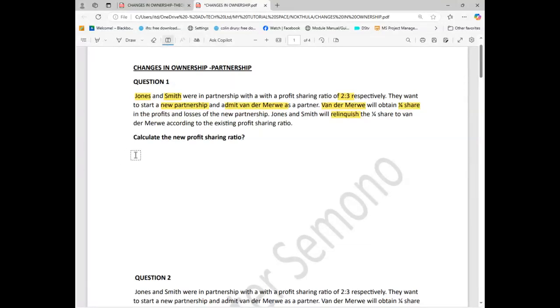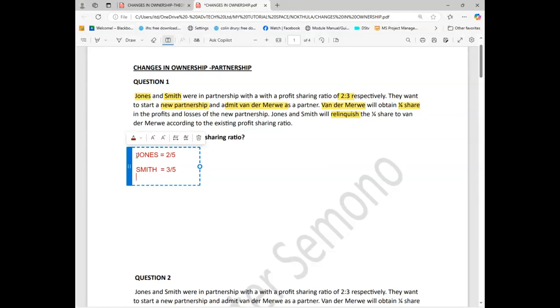So what we can do, we can say, okay, we've got existing members. We've got Jones. What is the share for Jones on top there? It's 2. Do you agree with me if I say share for Jones is going to be 2 divided by 5? It's 5 altogether, the total. And what is the current share for Smith? It's 3/5. Perfect. That's what I like.